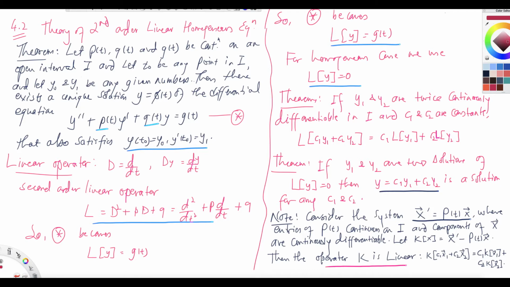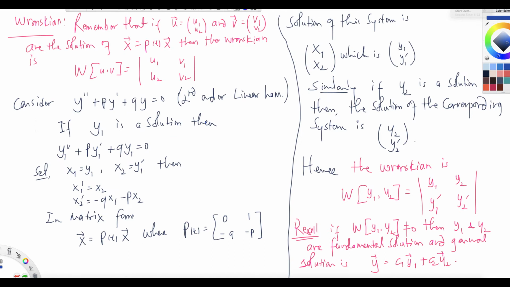Okay, guys. So what I'm going to do next is remind you of the Wronskian from chapter 3 and provide some results. So let me remind you of the Wronskian. If vector u = (u1, u2) and vector v = (v1, v2) are solutions of the system x' = P(t)x, then the Wronskian is the determinant of the components of u and v, that is u1, u2 and v1, v2.